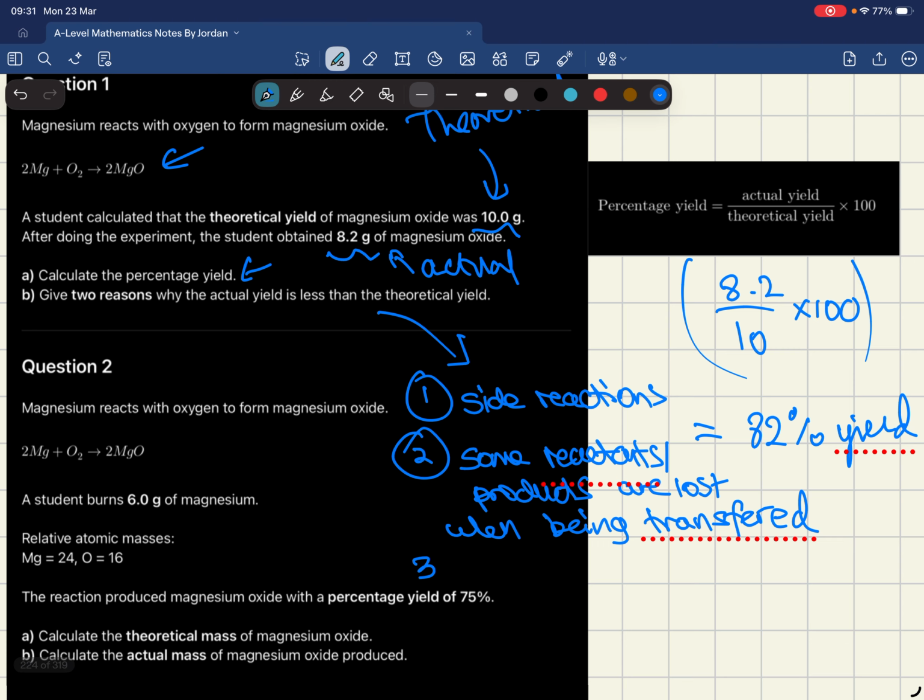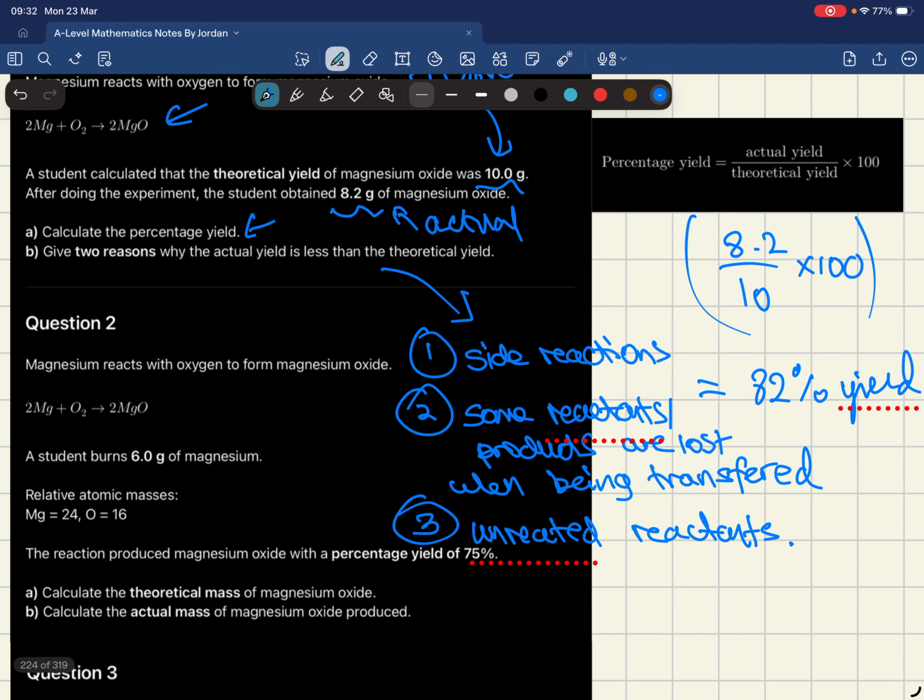So if that happens, that's where some losses can be created. And also, to give you a third one, you might have unreacted reactants, so they don't all end up reacting.